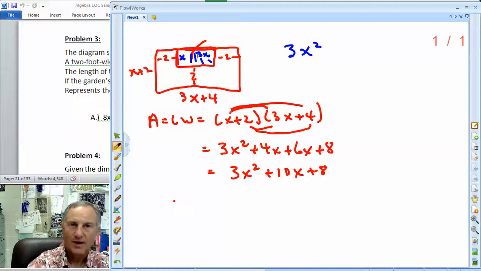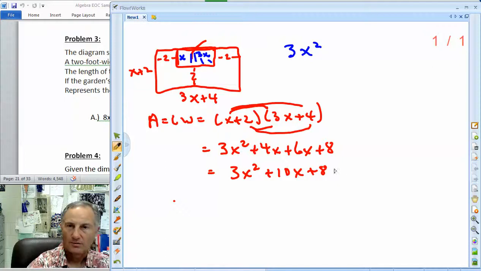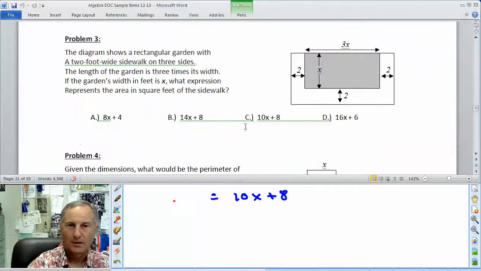Now if I subtract this area right here, subtract the 3x squared, what's left over is this region right here, the sidewalk. Okay? So 3x squared minus 3x squared, that cancels out, so I'm left with 10x plus 8. Okay? 10x plus 8. And 10x plus 8, boom, C right there. Okay.